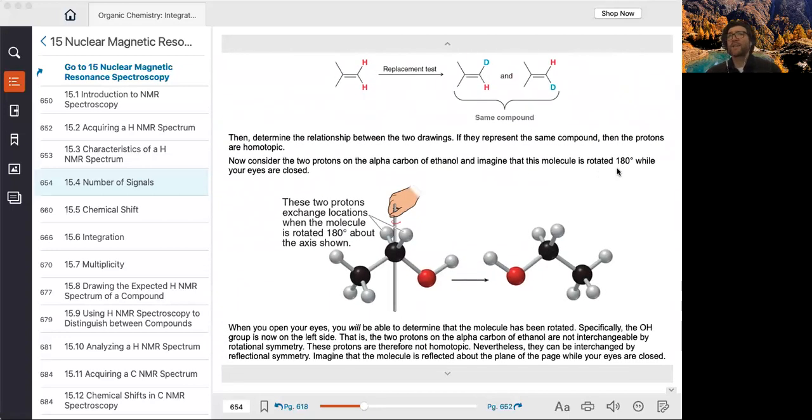But that's not always the case. Take, for instance, this molecule. This is ethanol, and we're looking at the alpha carbon of ethanol. If you take these two protons, they are not homotopic, because when you rotate around the alpha carbon 180 degrees, you can see that now we have a mirror image that is not superimposable.